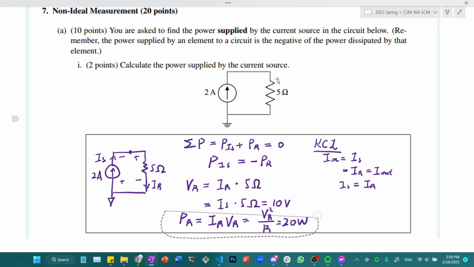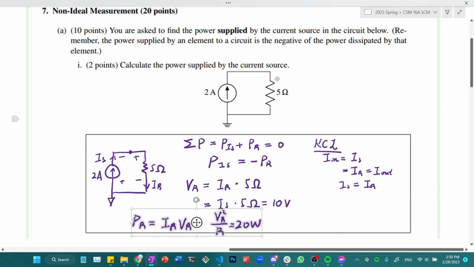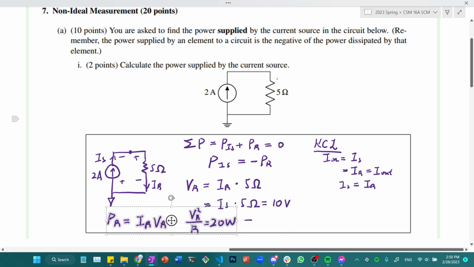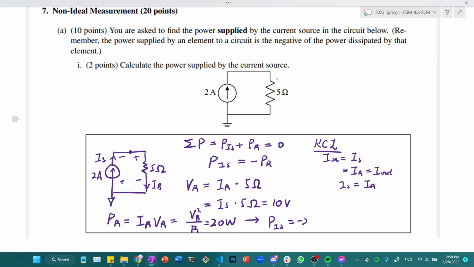Okay, let me try to move this thing here. Okay, so this tells us that the power of the current source is negative 20 watts, which means the current source supplies 20 watts of power. Okay, so that's an example of how we can find the power across a circuit component using no voltage analysis.